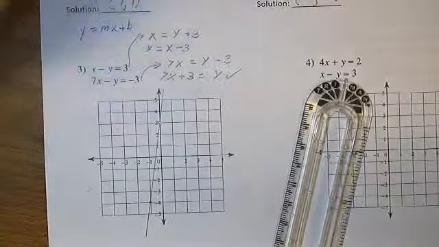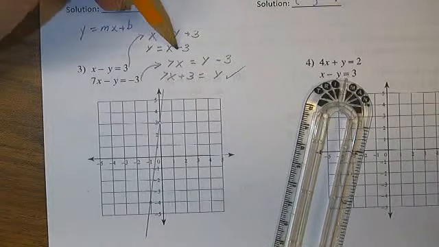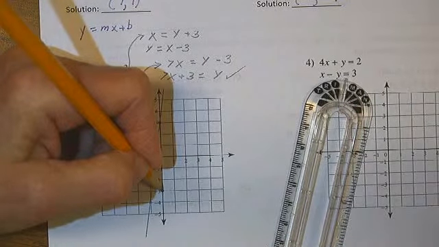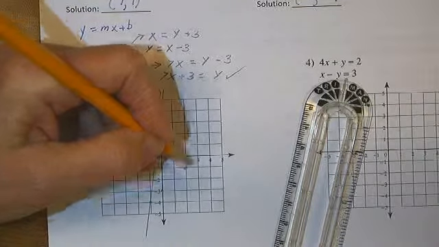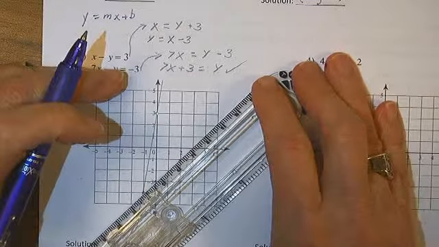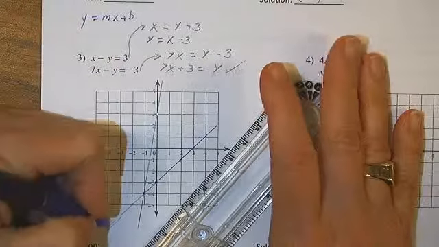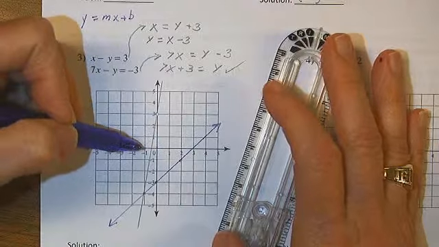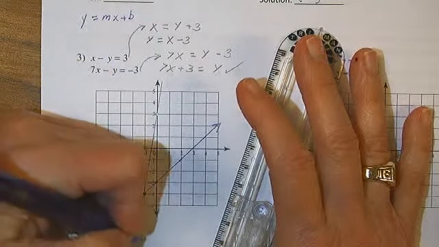I have graphed that. Y equals x minus 3. My slope is 1. My y-intercept is negative 3. Up 1 over 1, up 1 over 1. I have 2 points here. Negative 1, negative 4.